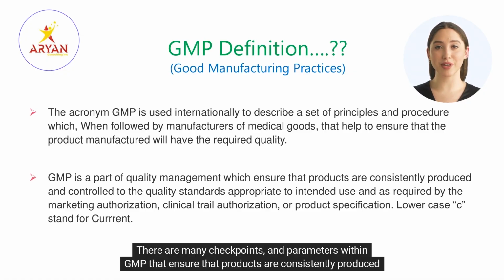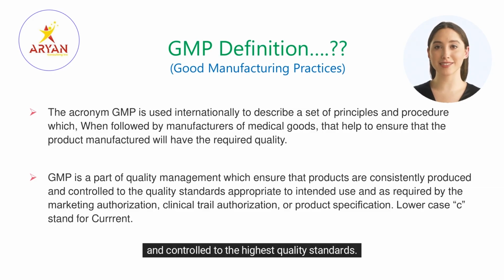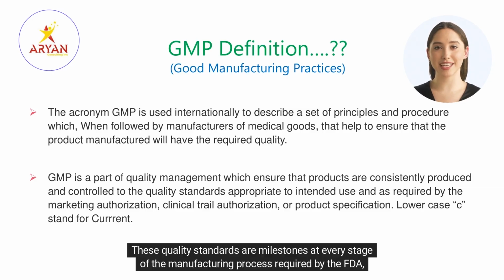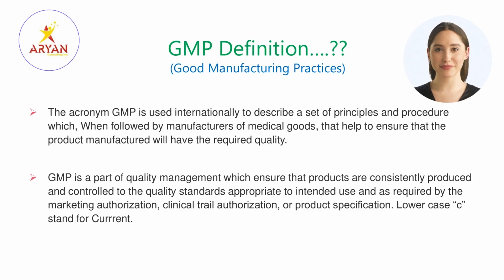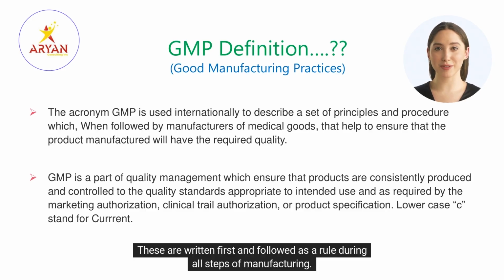There are many checkpoints and parameters within GMP that ensure that products are consistently produced and controlled to the highest quality standards. These quality standards are milestones at every stage of the manufacturing process required by the FDA, which is aligned with standard operating procedures. These procedures are called SOPs. These are written first and followed as a rule during all steps of manufacturing.